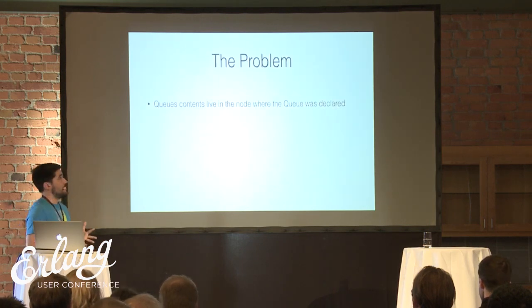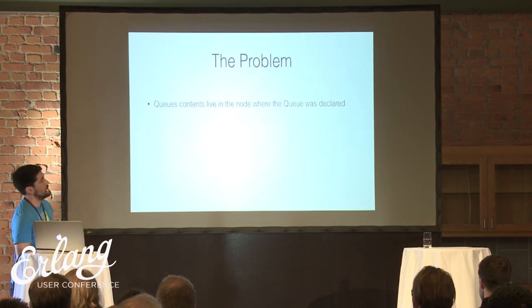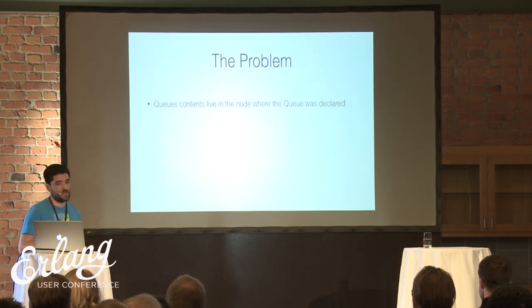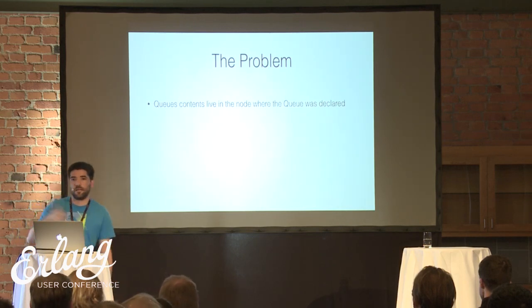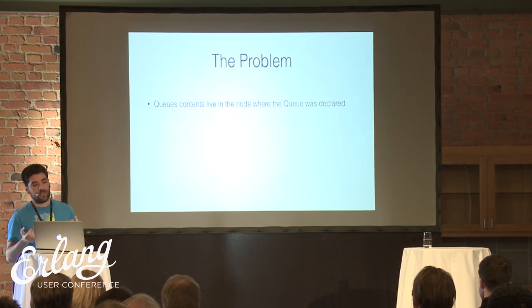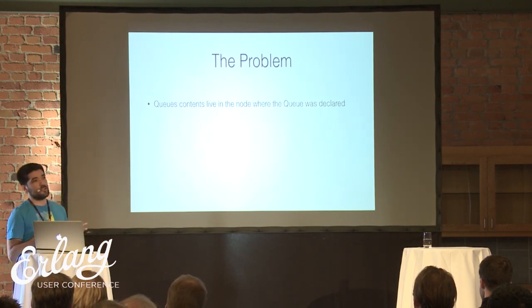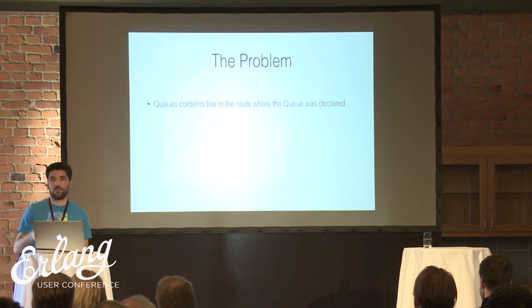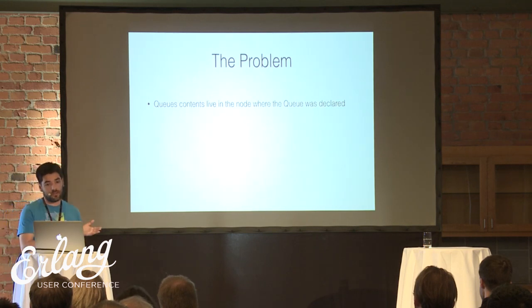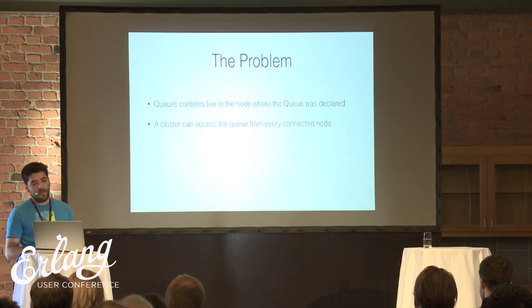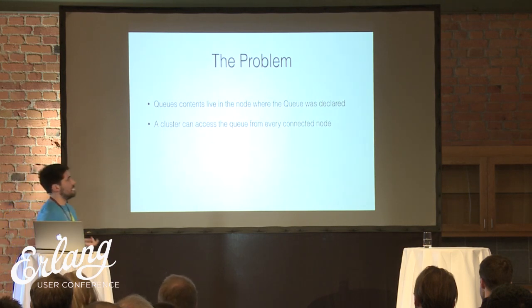So one problem that Rabbit has is that the queue contents live in the node where the queue was declared. So in Rabbit, you can create a cluster, like a normal non-federated cluster, like an Erlang cluster of nodes. But the node where you send the queue declare will have the queue contents. Of course, you can set up mirroring. RabbitMQ has mirrored queues that do replication of the queue contents, but still you will have a master queue. Then when you have a cluster, the queue can be accessed from every node in the cluster.